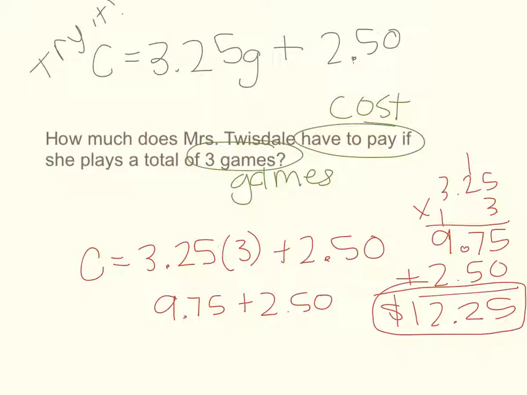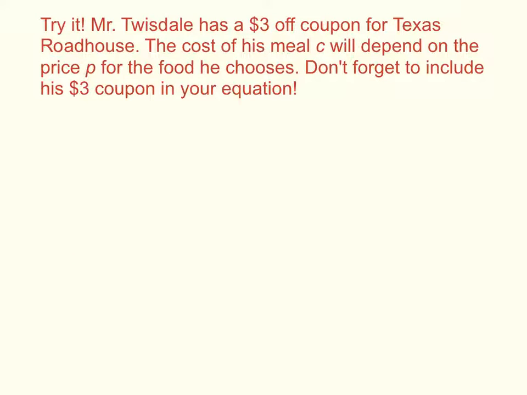Okay, so how'd you do? Hopefully you got that one right. Now try this one by yourself. Mr. Twisdale has a $3 off coupon for Texas Roadhouse. That's his favorite restaurant. $3 off means that at the end of the meal, they're going to take $3 away, meaning subtracting $3. The cost of his meal, C, will depend on the price, P, for the food he chooses. So don't forget to include the $3 coupon in your equation. You're going to write an equation with C and P, also representing the $3 off.